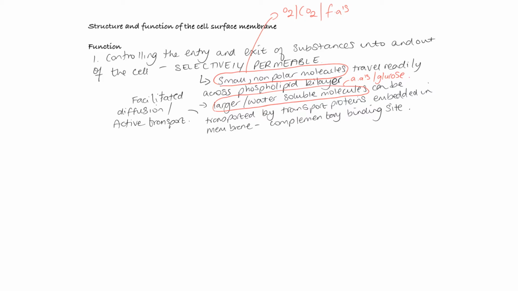Number 2. Taking up nutrients. This is intrinsically linked to the first point. And when we're talking about taking up nutrients, we could be referring to things like amino acids, fatty acids, glycerol, simple sugars like glucose and fructose, and we could also be referring to ions like calcium ions, sodium ions, potassium ions, and a range of other ions that the cell needs in order to function correctly.